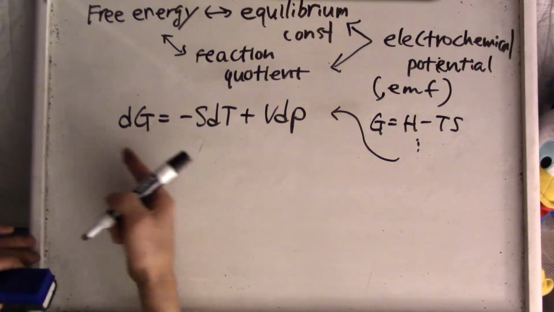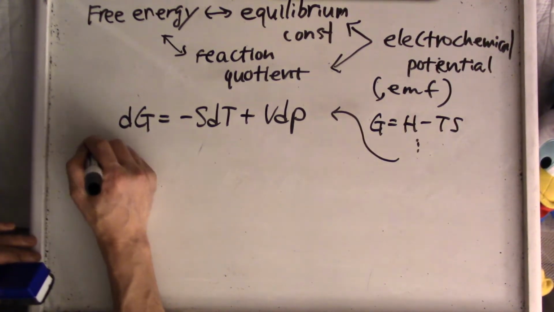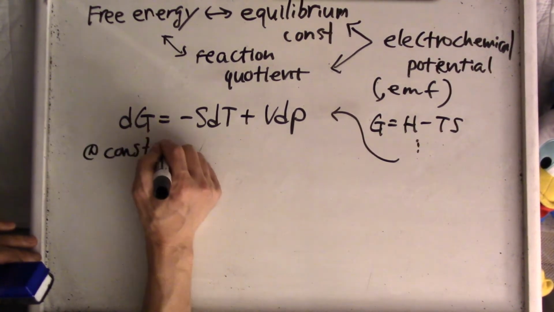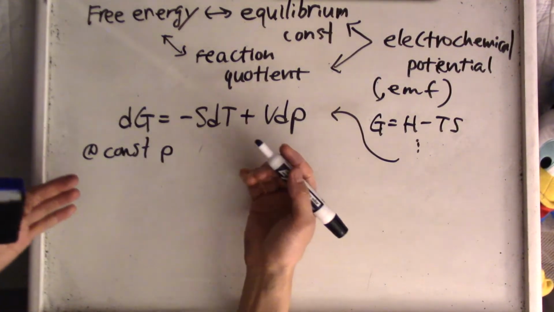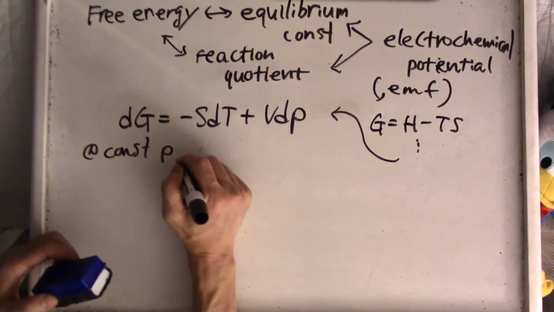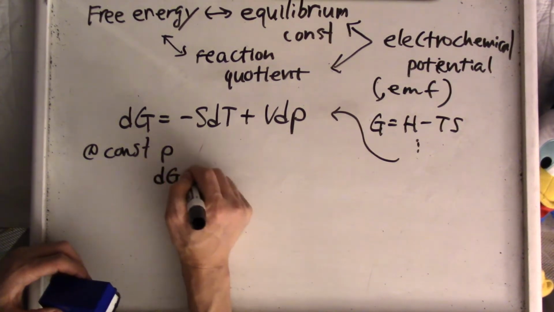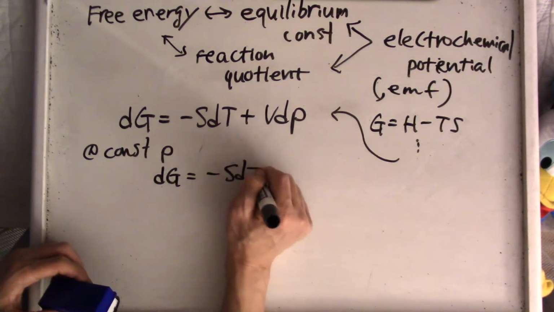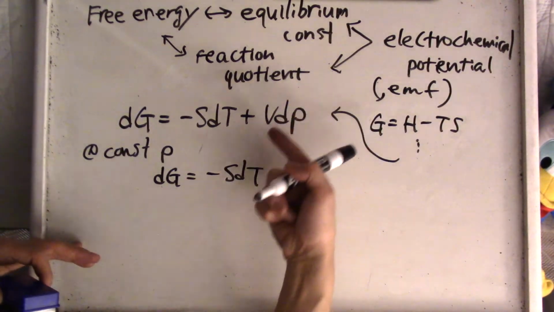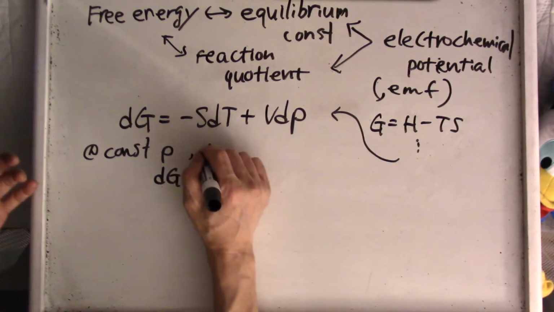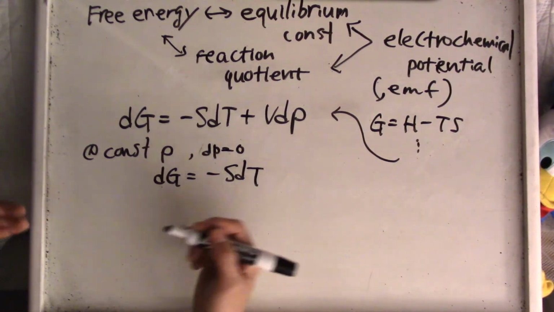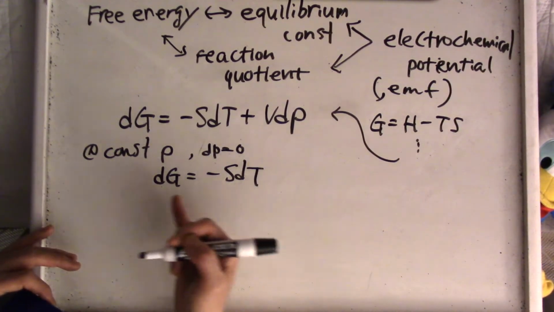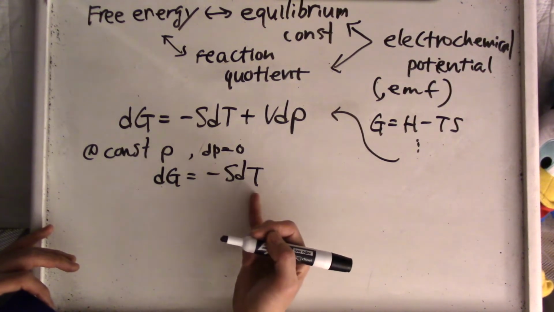So now from here, at constant pressure, let's just make life a little bit easier, dP is equal to 0, right? So then dG is equal to minus SdT, and dP is equal to 0. So if that's the case, then you have dG and dT.